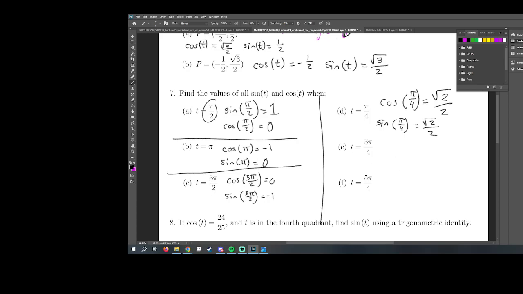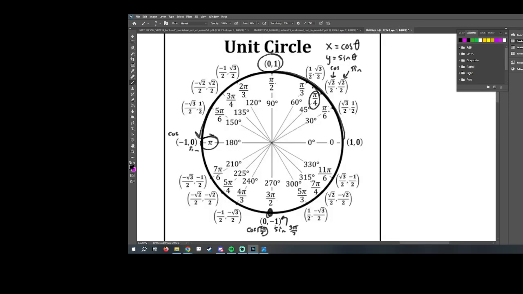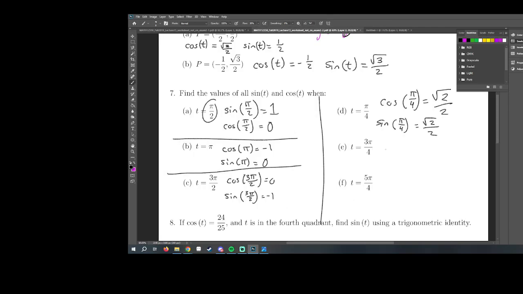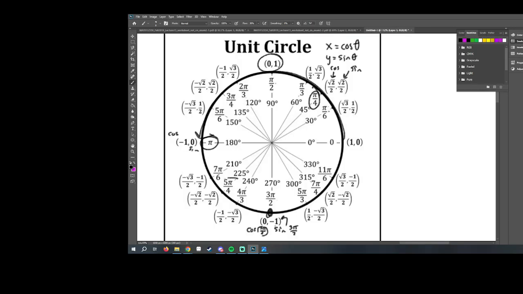Now again, we're just going to do the same thing for these 2 points. T equals 3 pi/4. We find our 3 pi/4 here. Might take a second, but 3 pi/4 is right here. It's 135 degrees. Looks like our cosine is -√2/2 and our sine is +√2/2. So I would say that cosine 3 pi/4 is -√2/2, and sine of 3 pi/4 is +√2/2. Finally, 5 pi/4, that's down here, and they're both -√2/2.